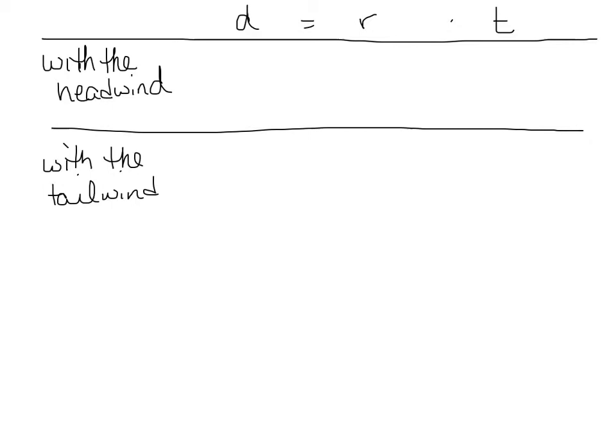So let's look at this first equation. With the headwind, we are going to be flying 1,300 miles. That's going to equal the rate times the time. We know that with the headwind, flying against the wind or into the wind, the time was 4.6 hours. And our rate is going to be the speed of the plane minus the speed of the wind. So S minus W.